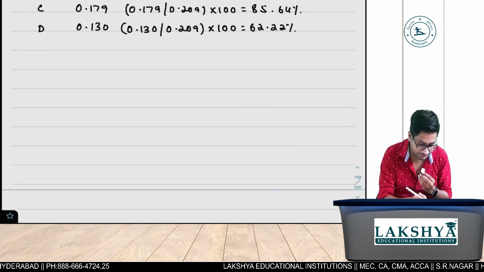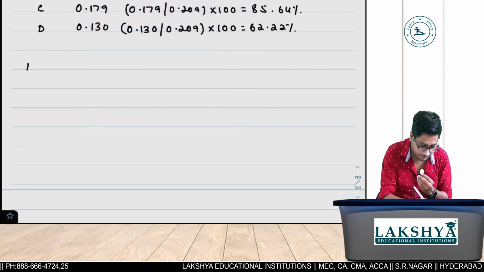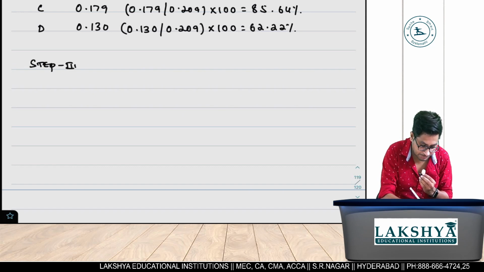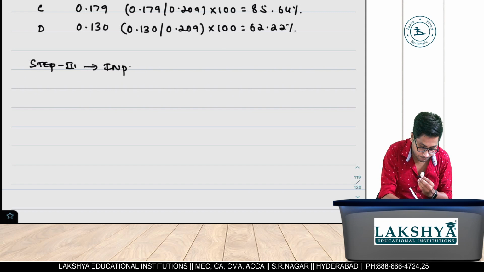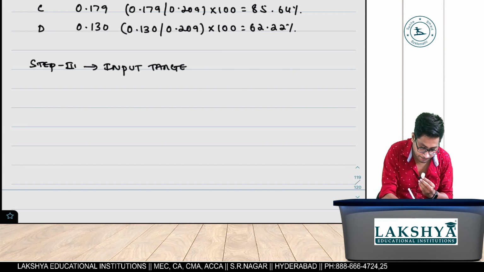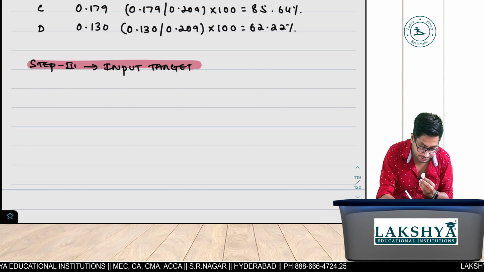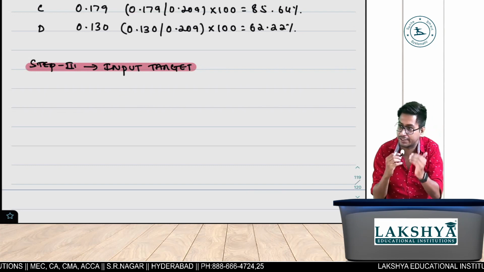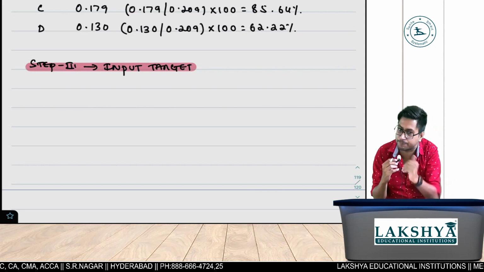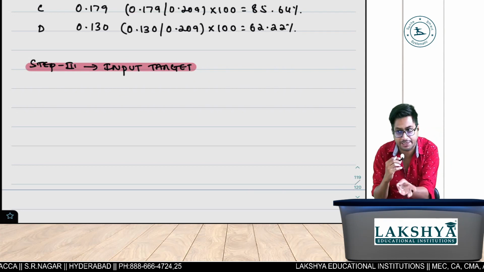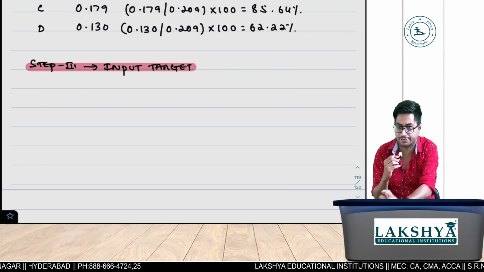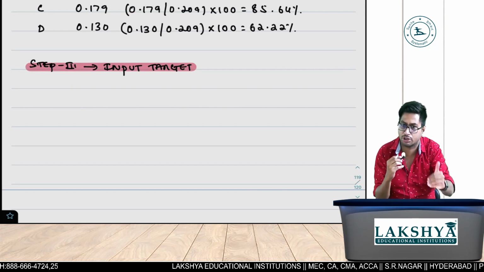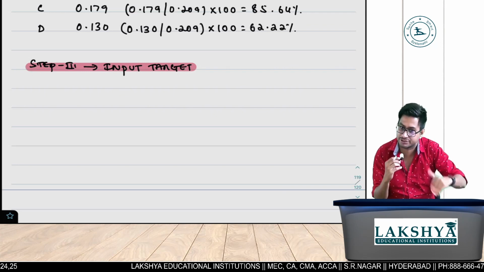Now step number 3. This is nothing but the input target. Sir, input target means how many units of input I have to reduce, or how much percentage of input. We will calculate in units and also in percentage, both. At least if you do both in the exam, it will give a better impression. How many units or how much percentage of input I should reduce to get the same level of output.